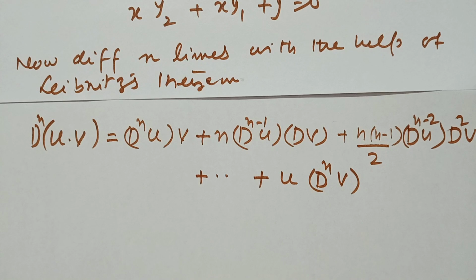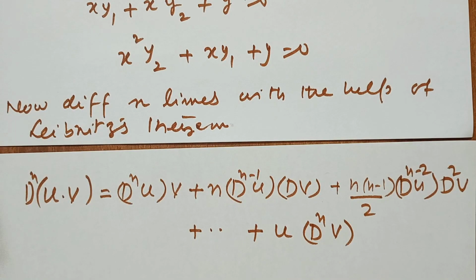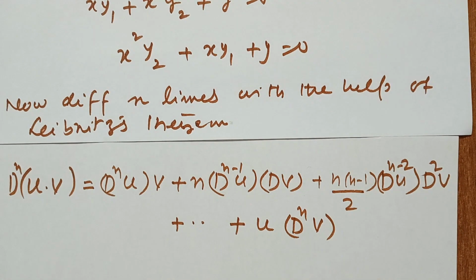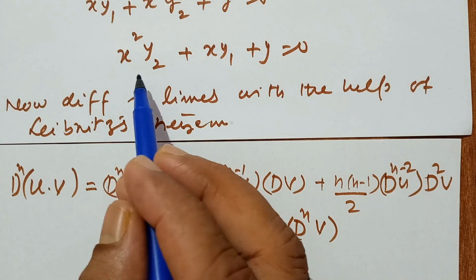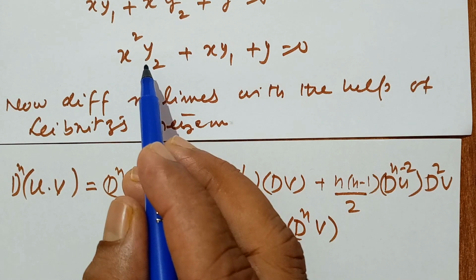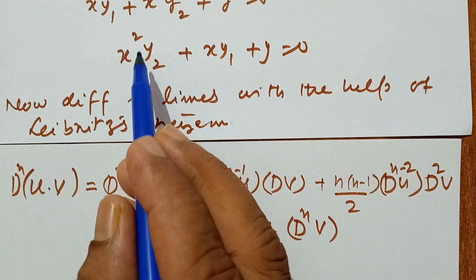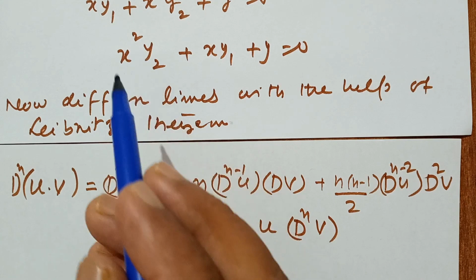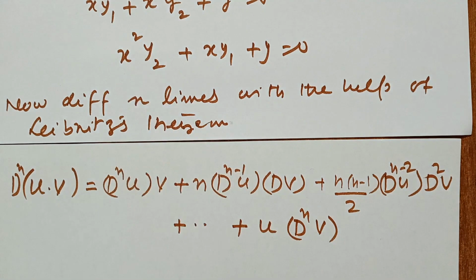Now here, x² y2 plus x y1 plus y equal to 0. You remember always, when we have this type of question for u and v, we take powers of x, like x² and x³, as the second function. Why? Because if we put x² as the second function, then in the formula we differentiate 1 time, 2 times and 3 times, and then all further terms will be 0.